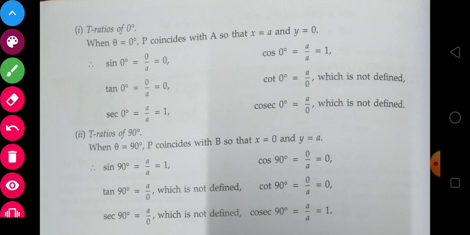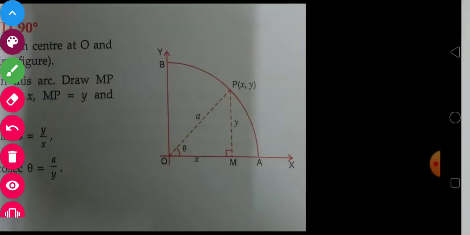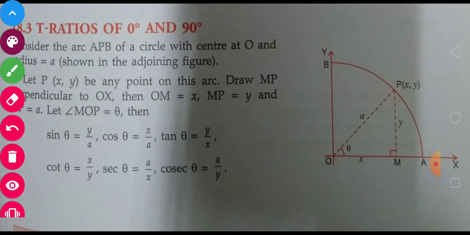Similar is the case when your theta is 90 degree. If your theta is 90 degree, that means what happens to this A? This will coincide with x, correct?